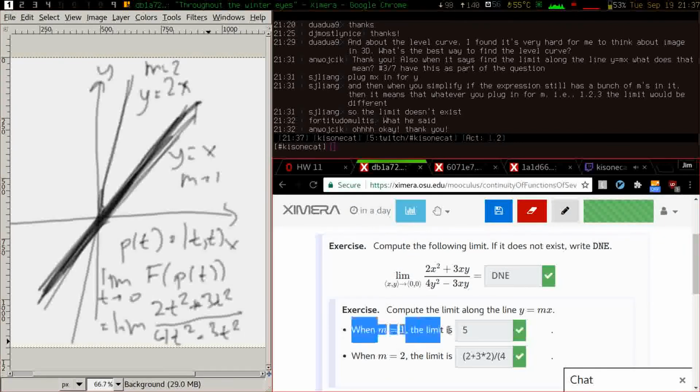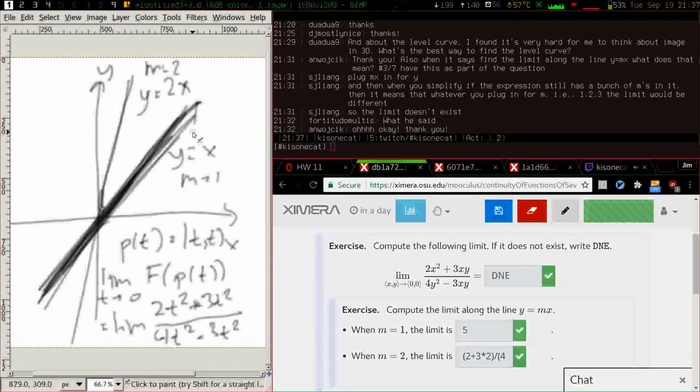So this is exactly where this statement is coming from. When m equals 1, the limit is 5. And in fact, when I'm on this line, the function's value along this entire line is 5. This expression is constant when t isn't equal to 0, right? And this is actually just a level curve for this function, right? The function's value along this whole line is 5.